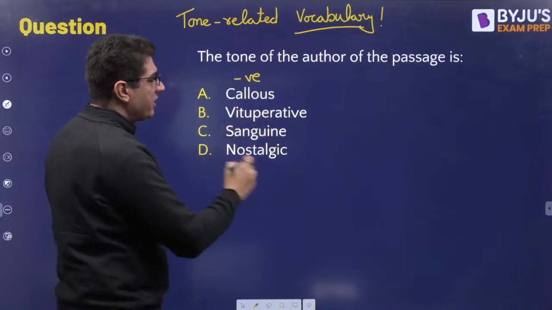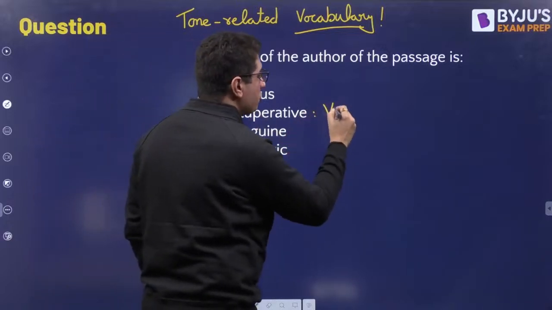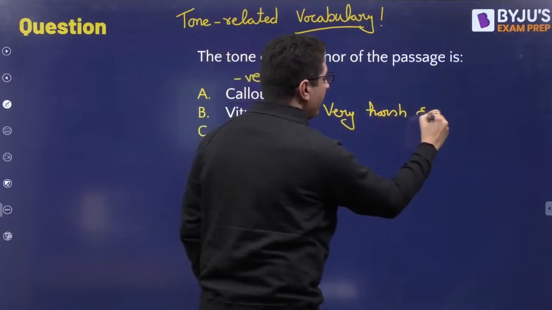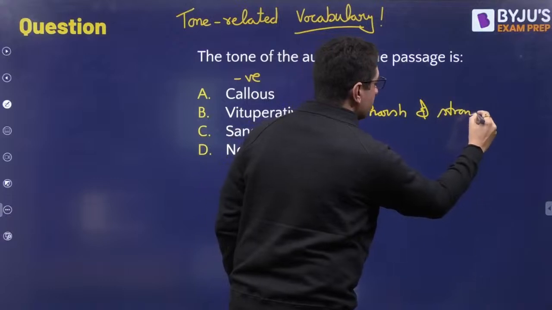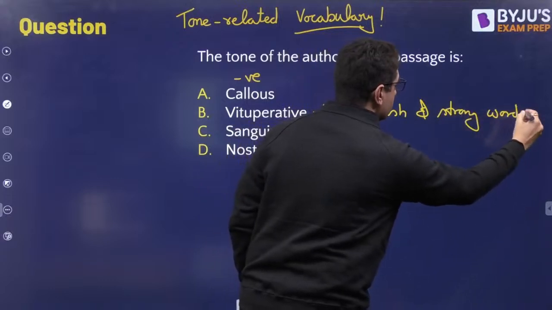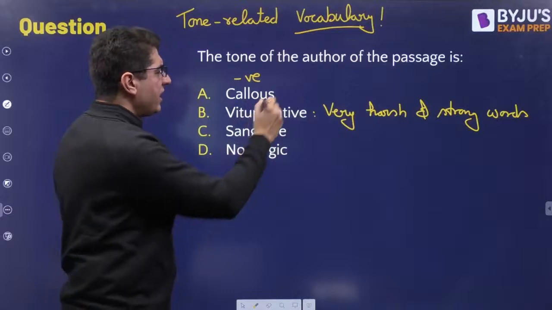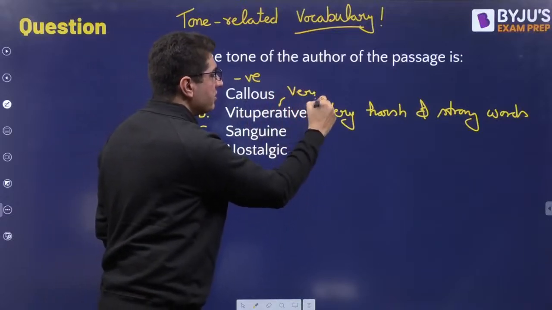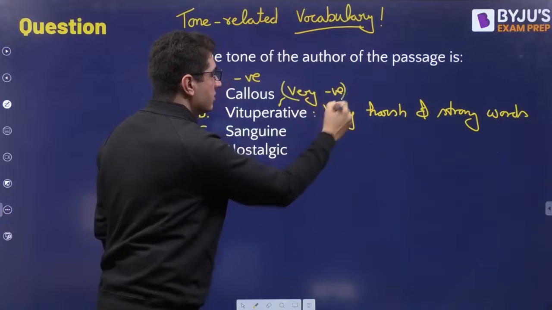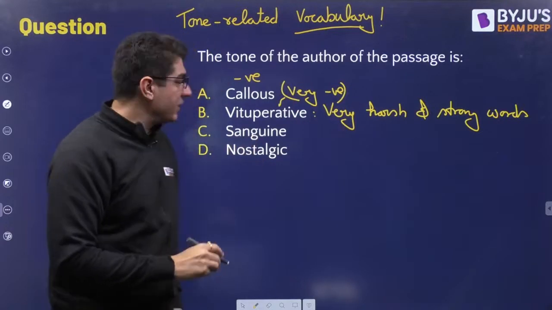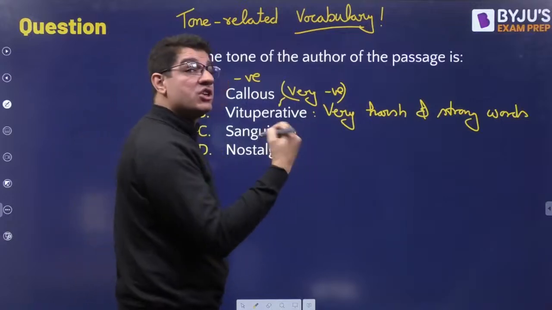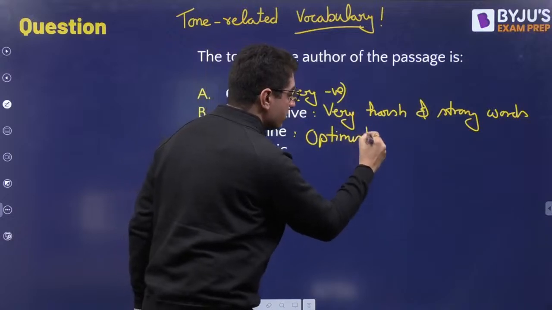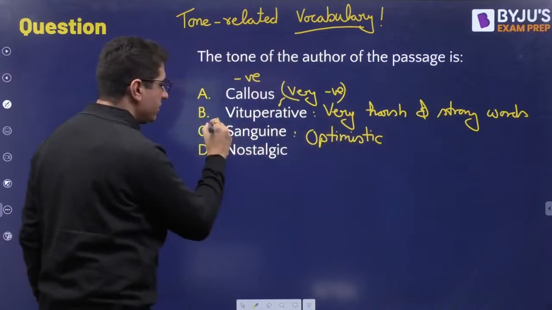Okay, let's look at vituperative. Vituperative is when you use very harsh and strong words. So again, can I say that this is a very negative word? Okay, sanguine. What is sanguine? Sanguine basically means cheerful. Sanguine means optimistic. So this is a positive word.